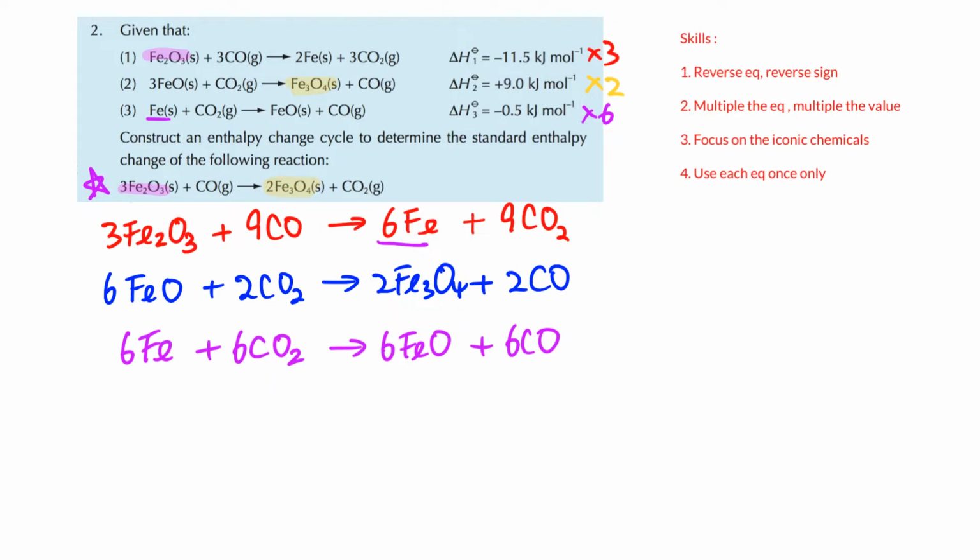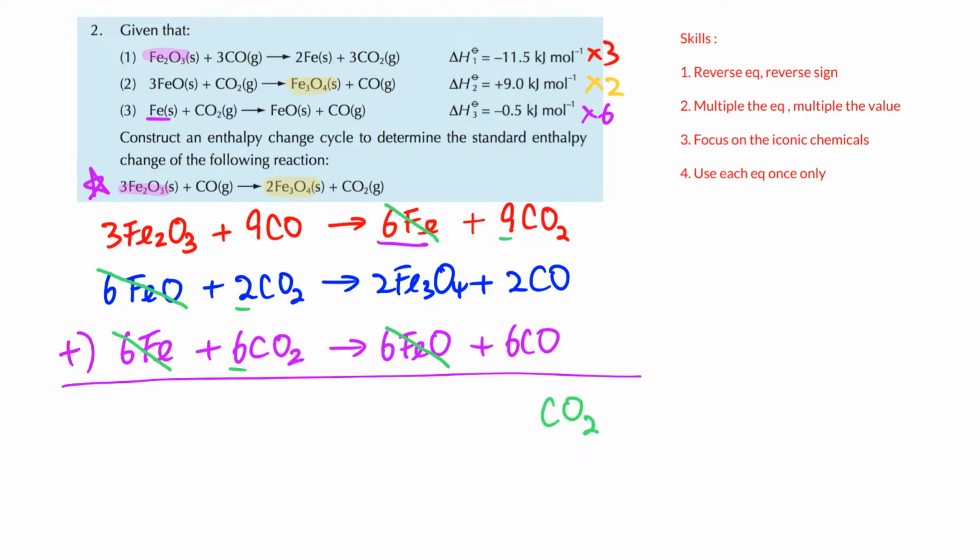So now we finish using each of the equations already, so we try to add them up together. The ones that are the same, we have to cancel out. So we have 6 FeO on the left, 6 FeO on the right, 6 Fe on the left, 6 Fe on the right. Then we add up all the CO2. We found that we have 8 on the left, 9 on the right. So therefore we should have 1 CO2.